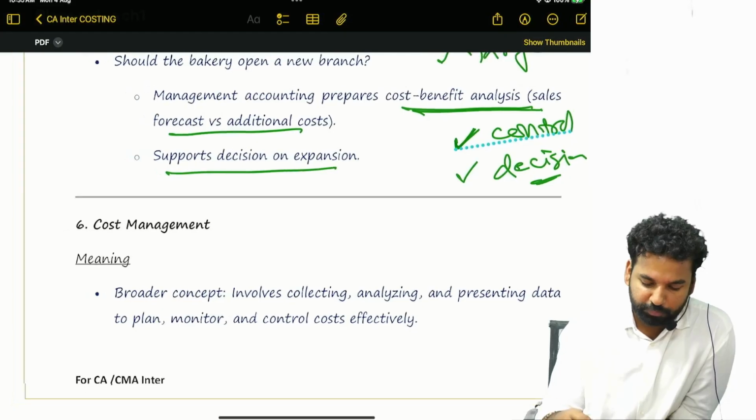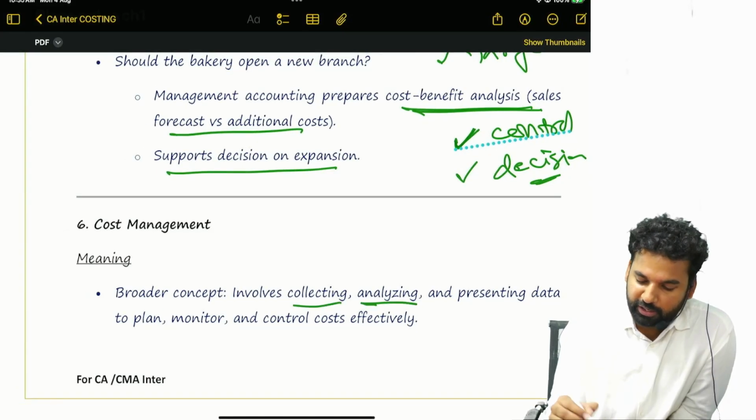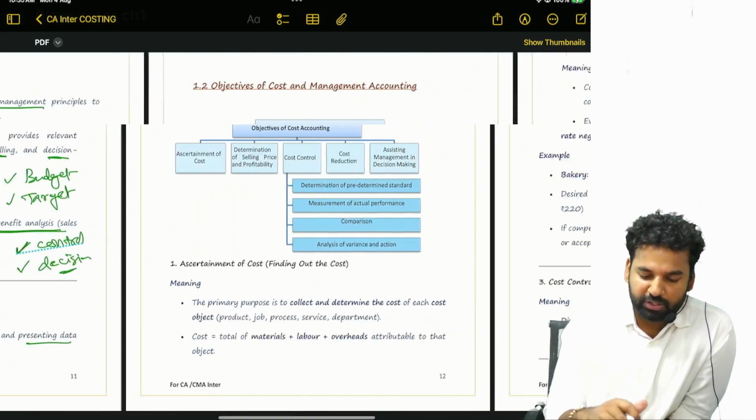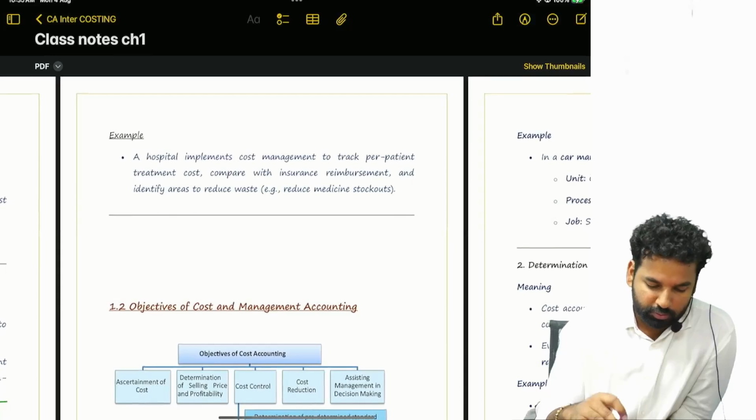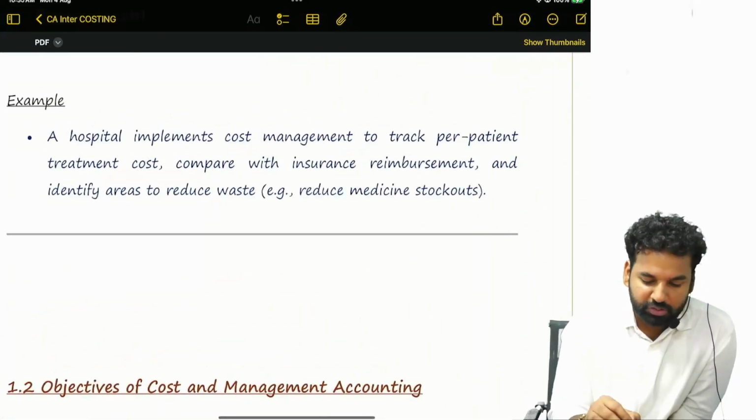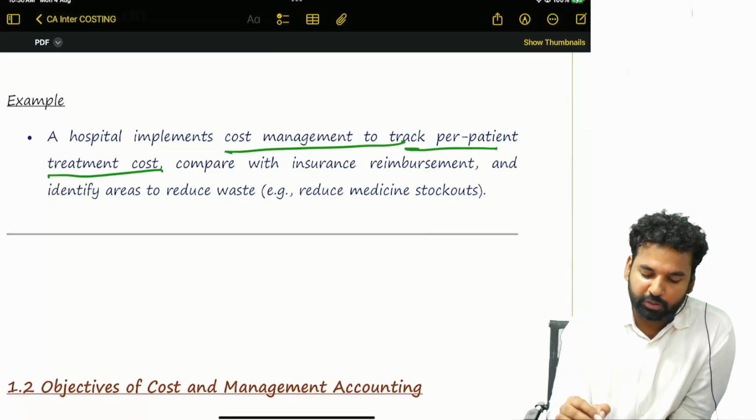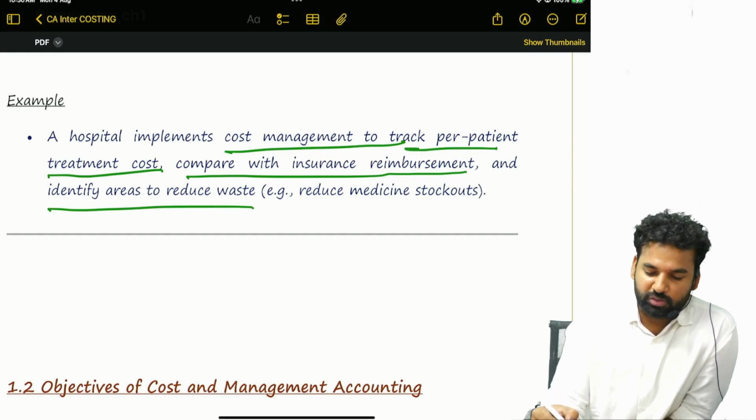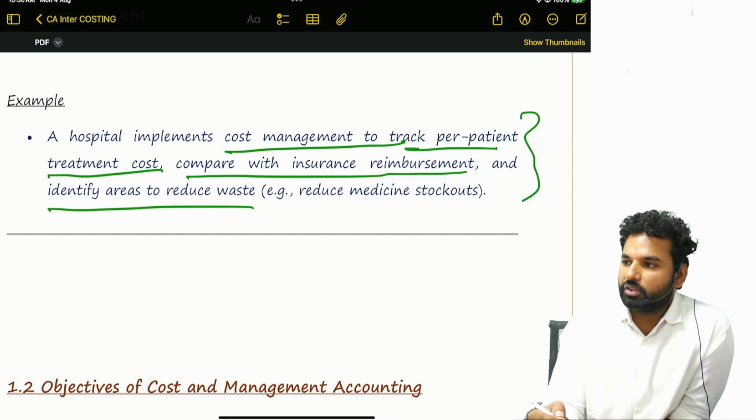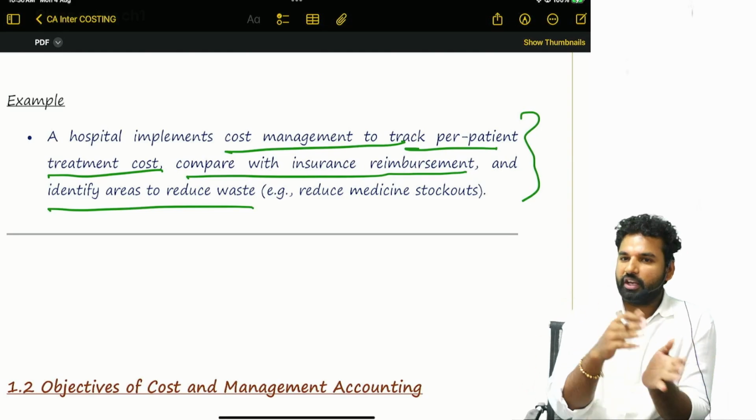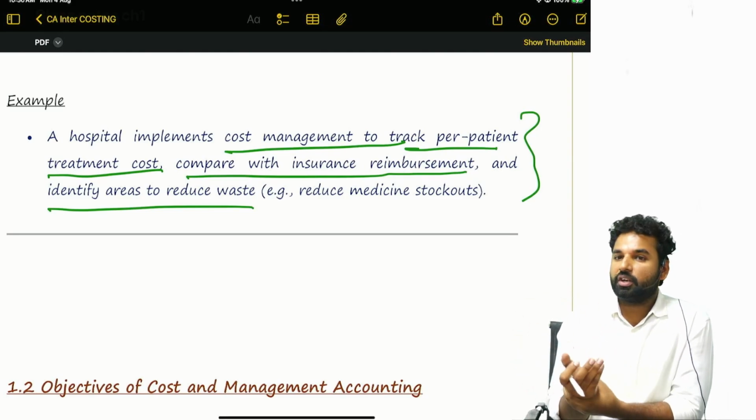Next, cost management. So collecting information, analyzing the information or cost data, presenting the data to plan, monitor and control costs. Step by step here it is given. See here. Okay. At a later stage you will find. Okay. See, hospital implements cost management to track per patient treatment cost, compare with insurance reimbursement, and identify areas to reduce the waste or reduce the medicine stocks. Actually, this is there, no. So the patients who are coming to the hospital will be having insurance. So generally, hospitals will deal with the patient. If he is having insurance, the bill will be different. If he is not having insurance, bill will be different. Okay, so based on that, what is the coverage?